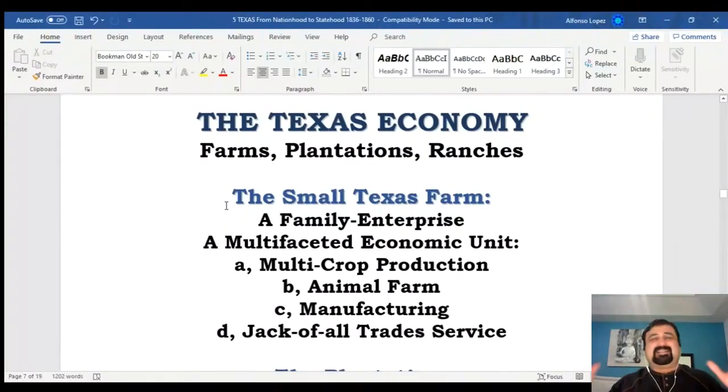Now, let's turn to our outline here so we can proceed with the Texas Republic by looking at the Texas economy, the development of a Texas economy, and we're going to be looking also at Texas society during the Republic. Once again, we're covering the Republican period. This is when Texas was actually an independent country, a republic.